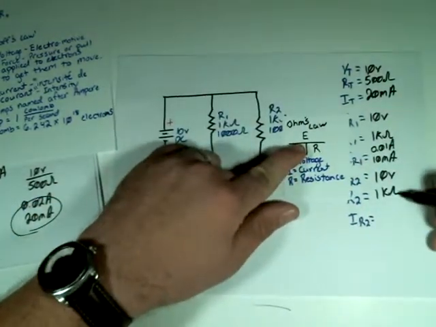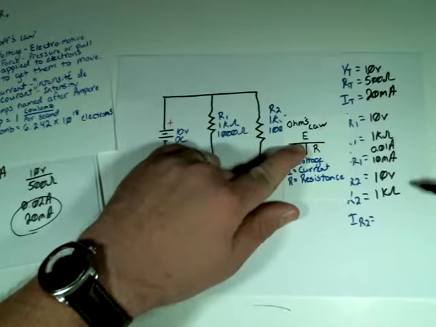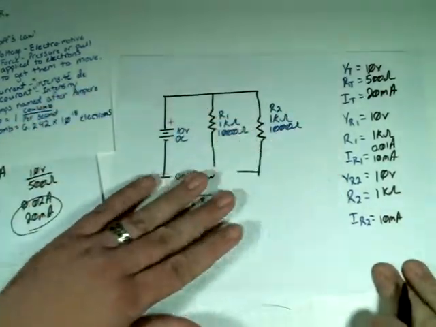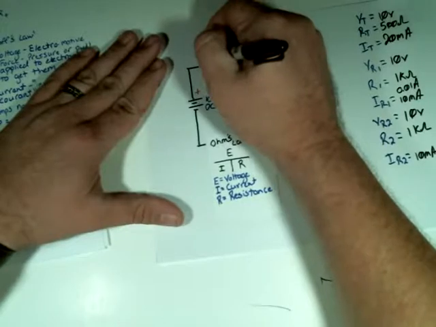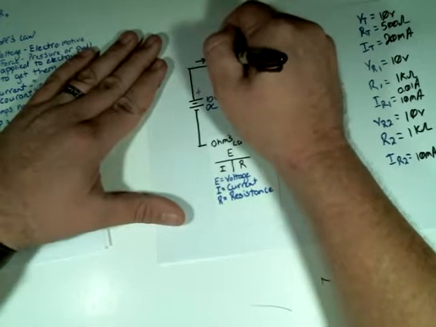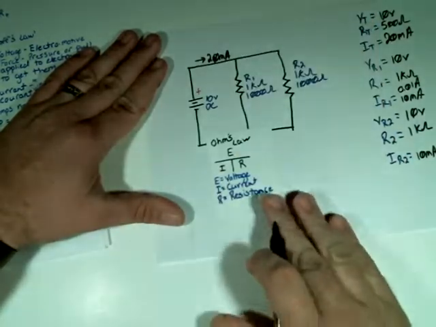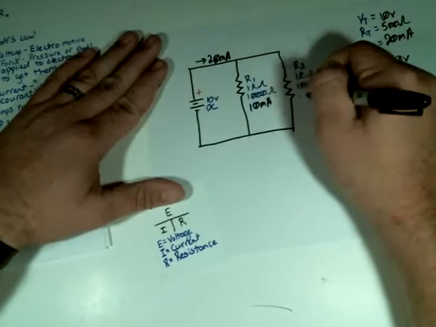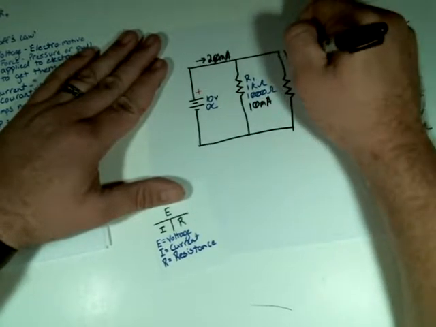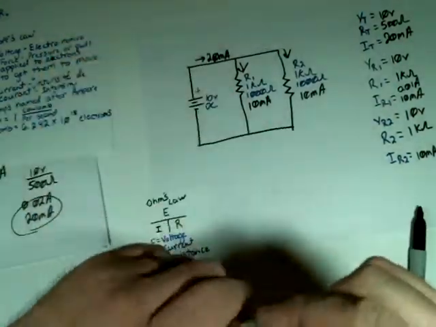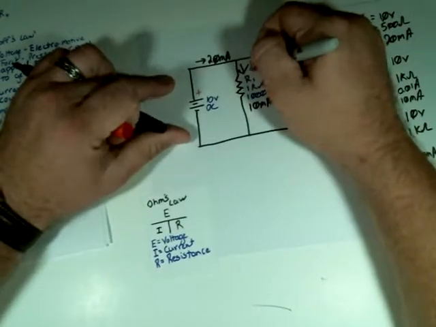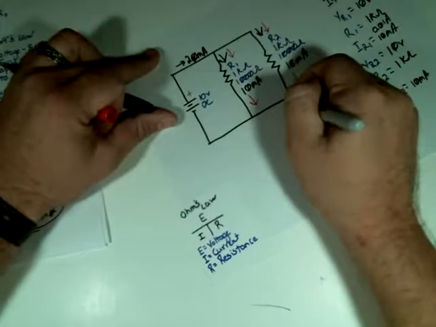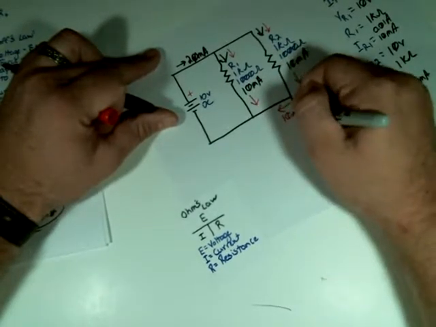Again, we have the same measurement here. Use our Ohm's law, we cover up I. 10 volts divided by 1 kilo ohm, 1,000 ohms, is 10 milliamps. Okay? So we have 20 milliamps going in. We have 10 milliamps on each arm going out. I'm going to switch to my red marker. Going down each arm, right? And then we have 10 milliamps going this way.